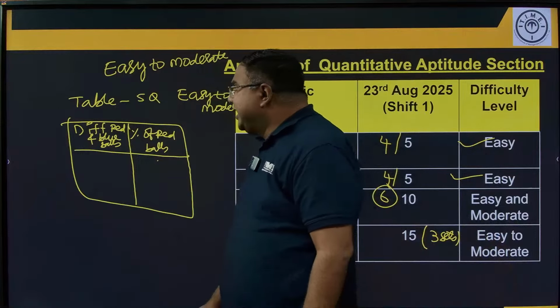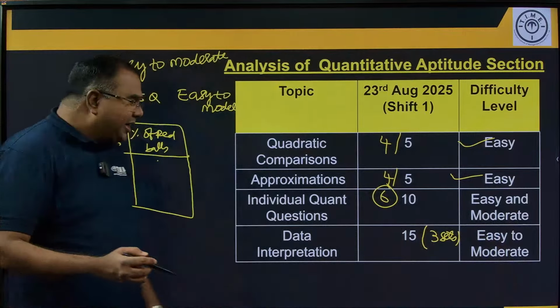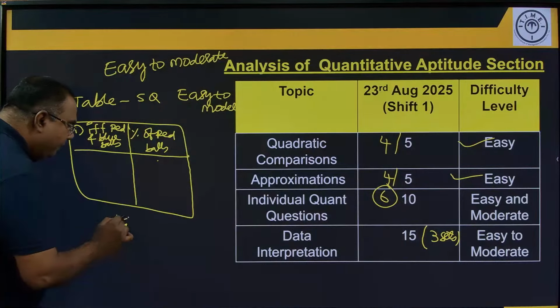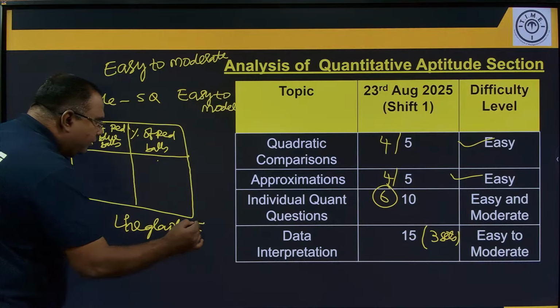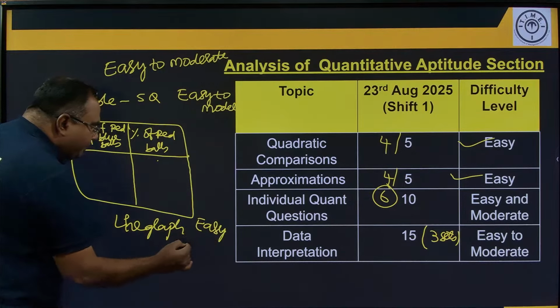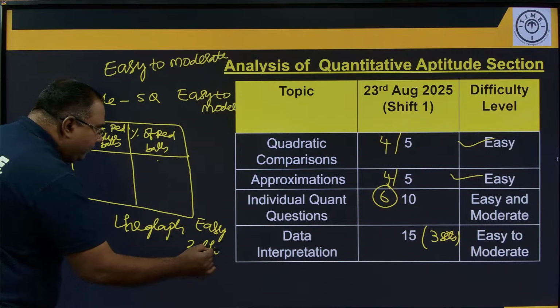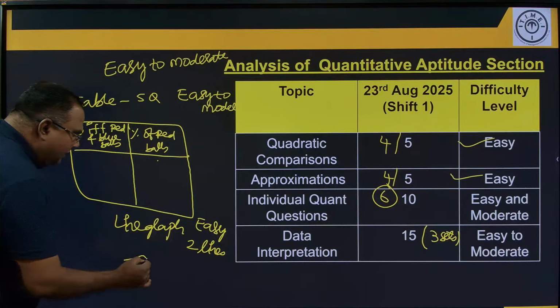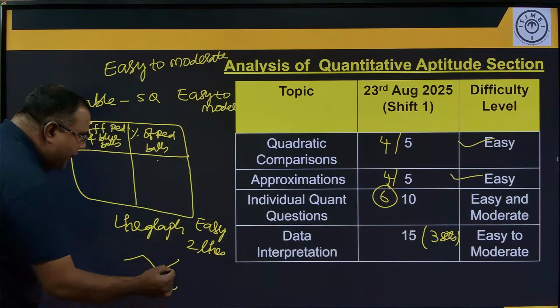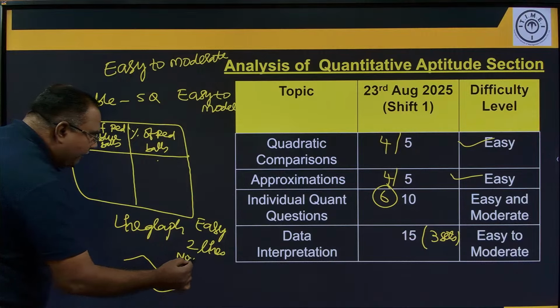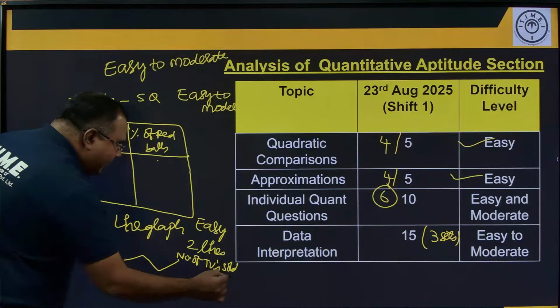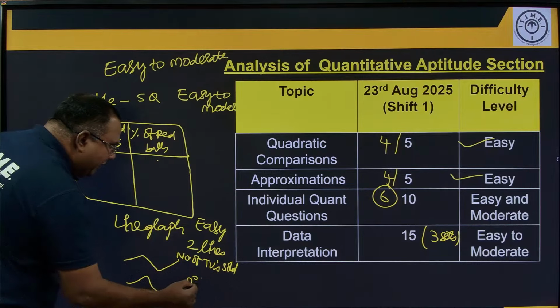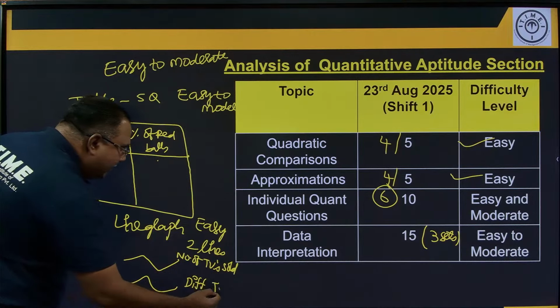Then we have a second set. It was based on a line graph. We can say this is easy. We were given 2 lines here. The first line is the number of TVs sold. The second line, the difference between TVs and cell phones.